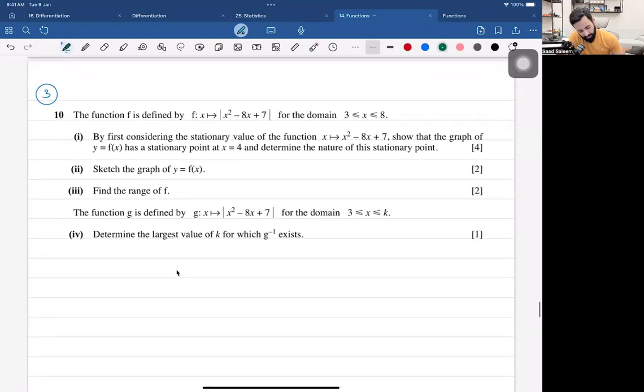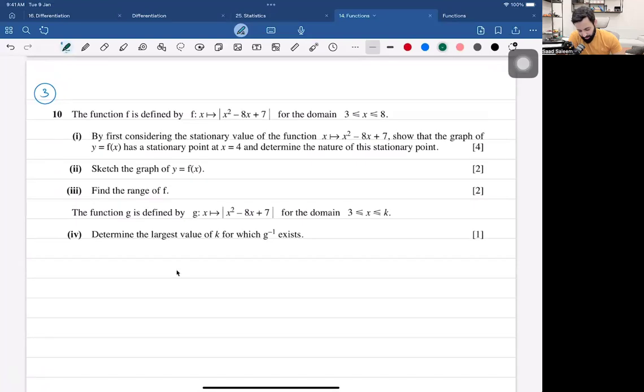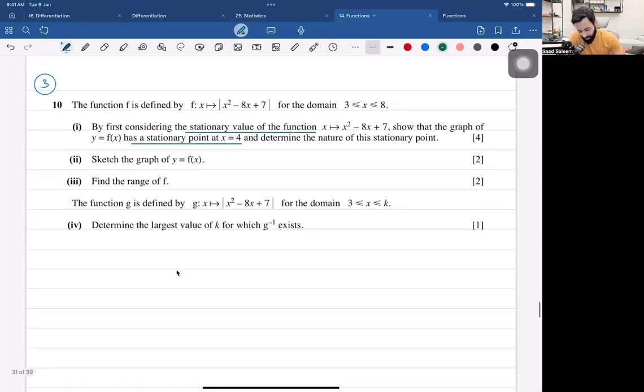So it says the function f is defined by so-and-so for a certain domain. By first considering the stationary value of the function, stationary value basically means the x-coordinate of the turning point. Show that y equals f of x has a stationary point at x equals 4 and determine the nature of the stationary point. Now, if you've done differentiation, you can use differentiation. If you haven't, you can use completing the square. So let's use completing the square because I'm sure everyone has done it.